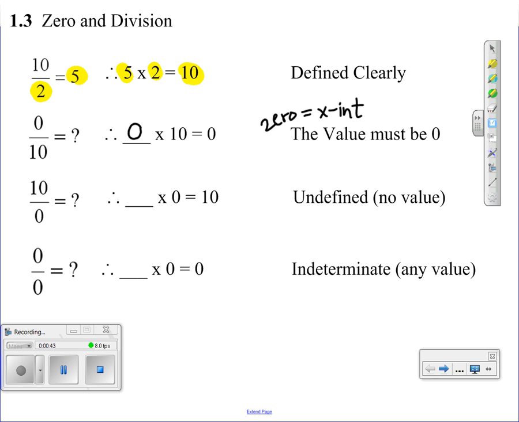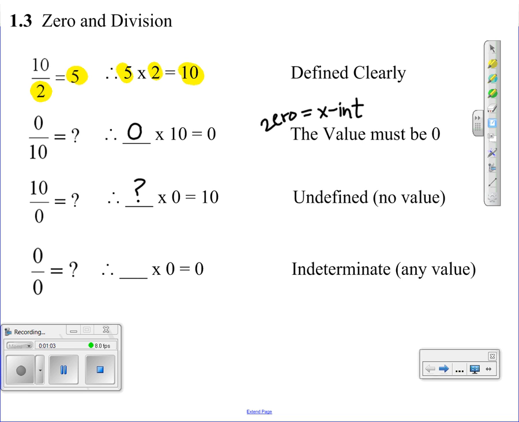If we look at the next situation, 10 divided by 0 equals question mark. Well, that means the question mark times 0 equals 10. Does anyone know a number that when you multiply it by 0, you get 10? And the answer is no. There's no number that will work. So we call that undefined. It doesn't exist, can't answer that question.